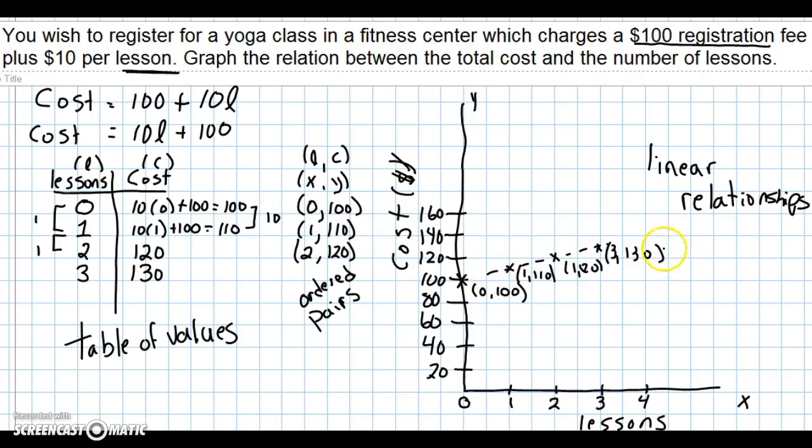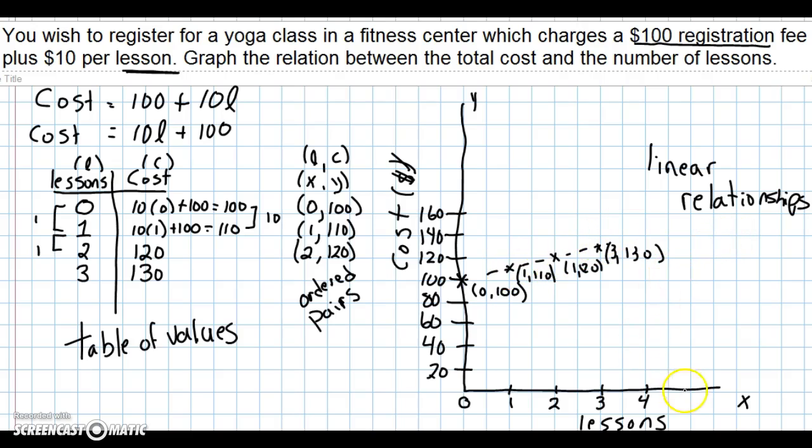The last thing I want to mention is we can't really do half a lesson. So we're not going to create a line in between these because there's no way we're going to take half of a lesson and pay $5 for that half of a lesson. We have to assume that the fitness center is going to have full lessons. So in a case like this, we just create the marks for each spot and we actually graph each of those marks.